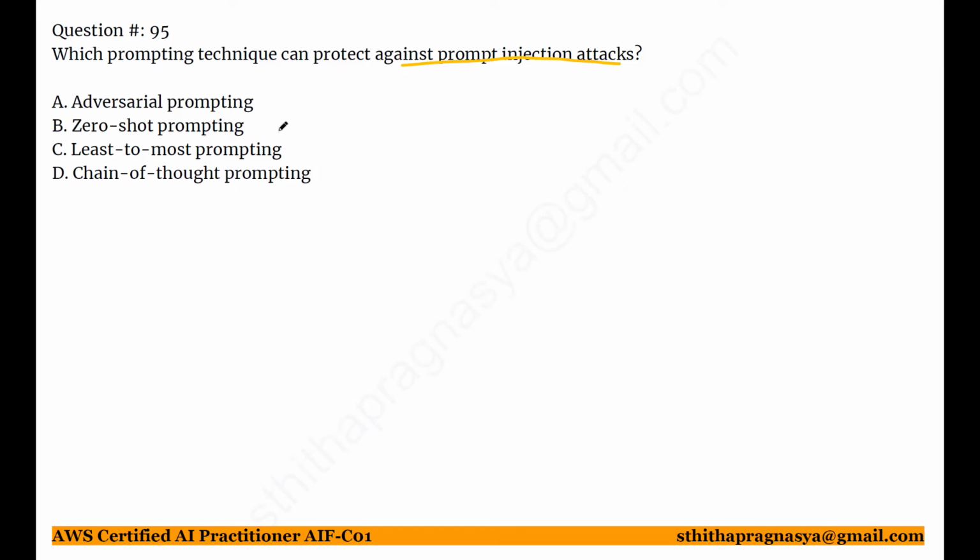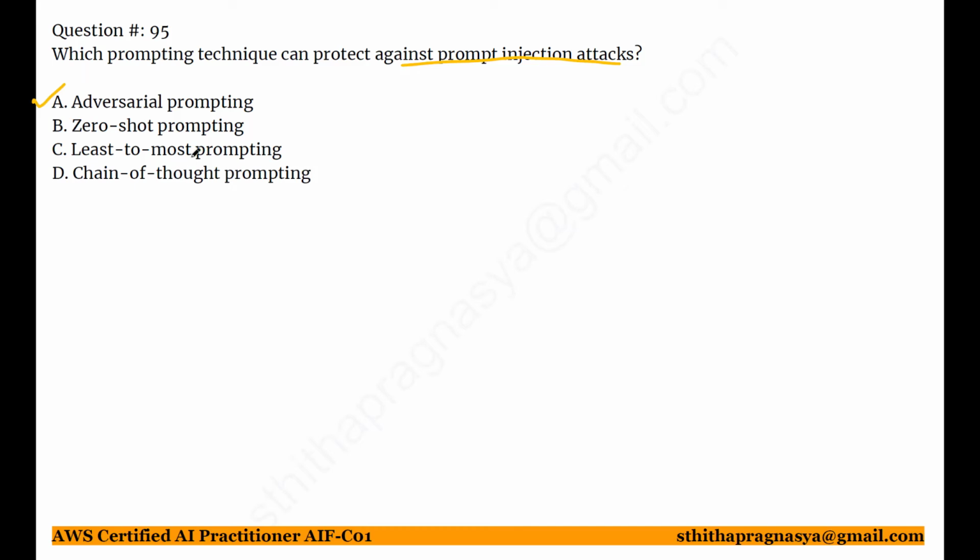Anyways, adversarial prompting. This involves crafting inputs designed to test and expose weaknesses in a model's behavior, including potential vulnerabilities to prompt injection. By simulating malicious inputs during testing, this technique can identify and mitigate risk before deployment. This is what we are looking for. So, of course, this is the right answer, as adversarial prompting is specifically used to guard against vulnerabilities like prompt injection.